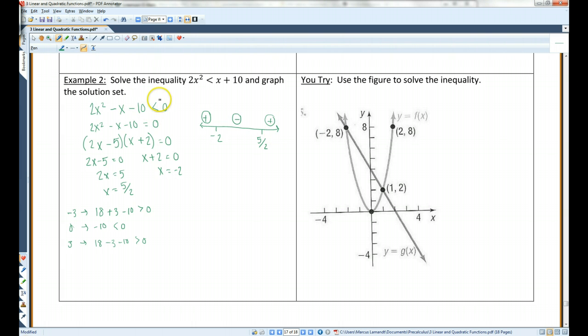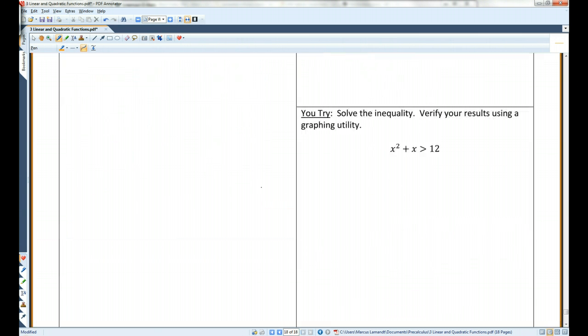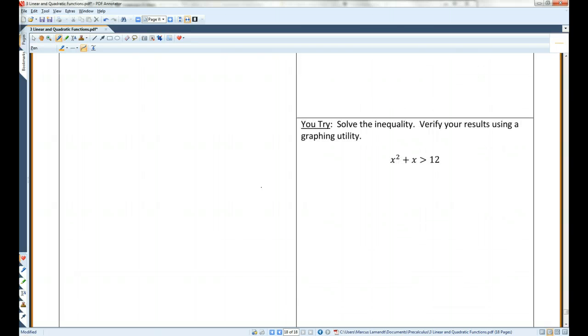So we're looking at where this is less than 0. It's less than 0 from negative 2 to 5 over 2, but not including negative 2 and 5 over 2 because this is not underlined. So our solution set is negative 2 to 5 over 2 with the parentheses rather than the brackets. Alright, and I'll leave the try-its for you, and that's all.